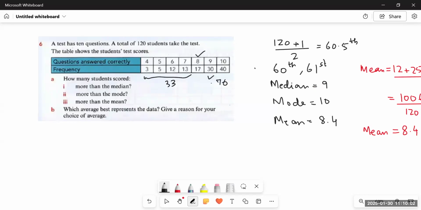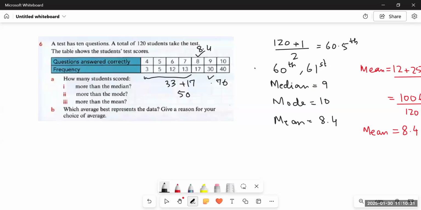And also 33 plus 17 is 50. So we'll count this one as well. So this 8.4 tells us 8.4 is between 8 and 9. It tells us that 50 students answered the questions less than 8.4 and 70 students answered the questions correctly after 8.4. Okay.